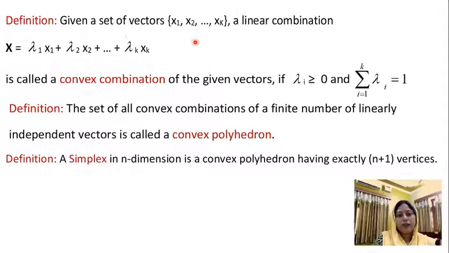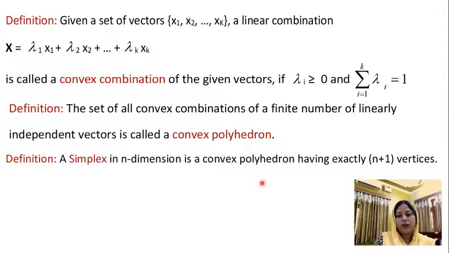Given a set of vectors x1, x2, ..., xk, a linear combination x equal to lambda 1 x1 plus lambda 2 x2 and so on plus lambda k xk is called a convex combination of the given vectors if lambda i is greater than or equal to 0 and summation lambda i equals unity. The set of all convex combinations of a finite number of linearly independent vectors is called a convex polyhedron. A simplex in n dimensions is a convex polyhedron having exactly n plus 1 vertices.